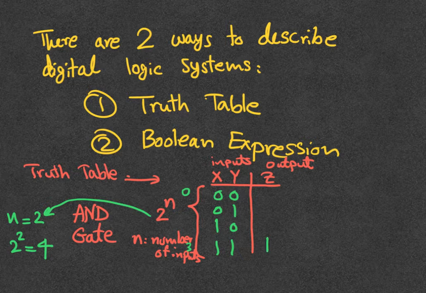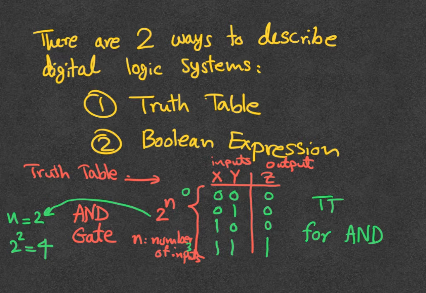The output is only going to be 1 for the last case. For the rest of the cases it's going to be 0. So this is the truth table for AND. For OR and NOT we also have the same, you can draw the truth table. For all the Boolean expressions that you're going to have, you can draw a truth table. You're going to see that later on in the course.